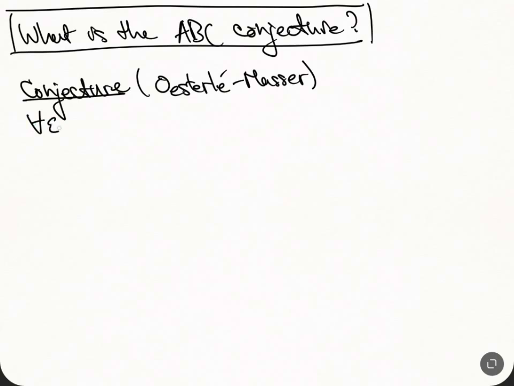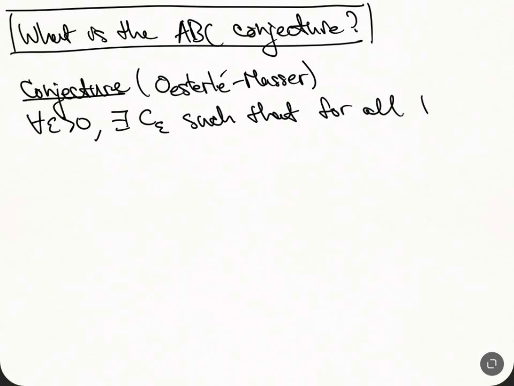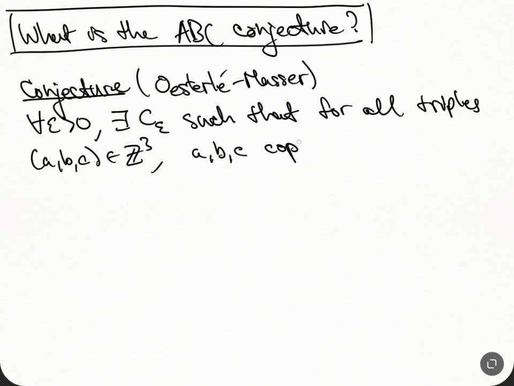It says that for every epsilon greater than 0, there exists some constant C epsilon such that for all triples A, B, C in Z cubed, which are coprime, where A, B, C are pairwise coprime, so they have no common factors, such that A plus B is equal to C.